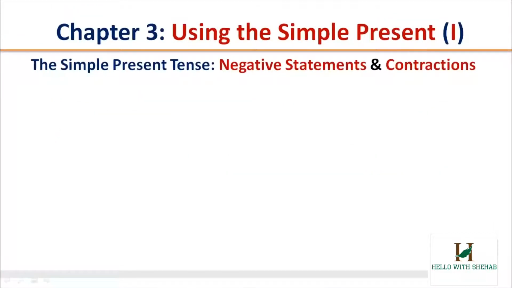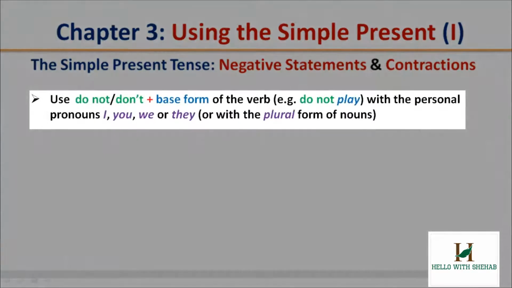The simple present tense. Negative statements and contractions. Use do not or don't plus the base form of the verb. The base form is play, so do not play, with the personal pronouns I, you, we, or they, or with the plural form of nouns. Don't is a contraction of do not.